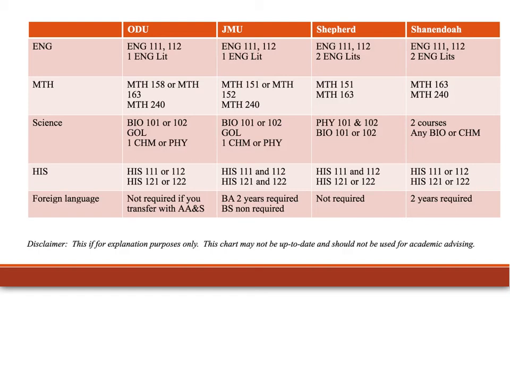Now, logic would tell you that if you take History 121, the first part of American history, as your first history requirement, then you ought to take History 122 for the other, since it's a continuation. But look at ODU. They only want 1 American history and 1 world history. But JMU, on the other hand, requires all 4. And clearly, the course requirements for a math teacher will be different than those for an English teacher, or a bio teacher, or a PE teacher.